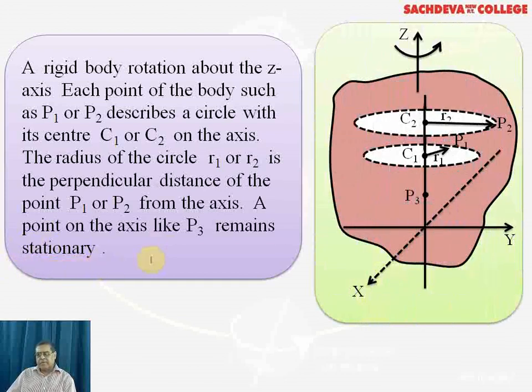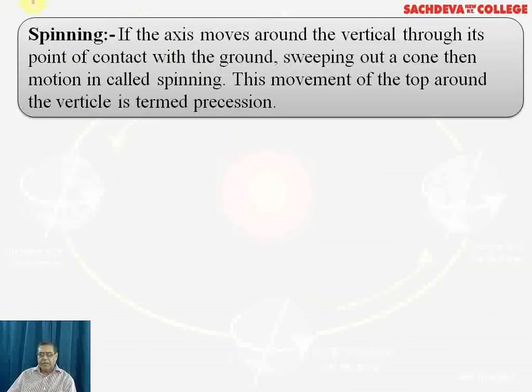Now again, it is clear from this given figure, and whenever we take the body, we always take it in three dimensions. So a point other than origin will have three coordinates, the x, y, z coordinates. Now we are referring to spinning. So what exactly is the meaning of spinning? That is, the body is moving about its own axis. If the axis moves around the vertical through its point of contact with the ground, sweeping out a cone, then the motion is called spinning.